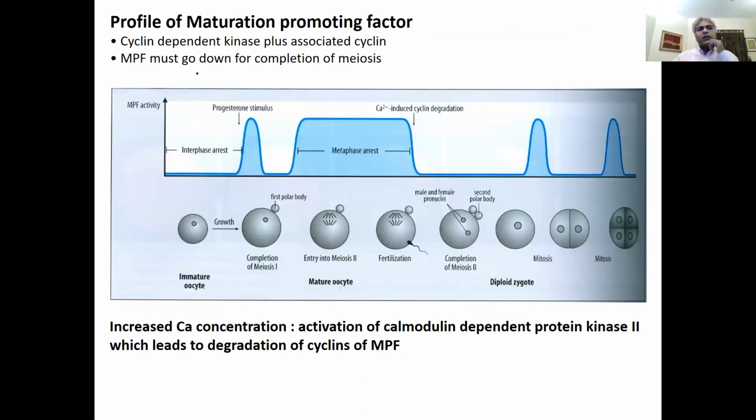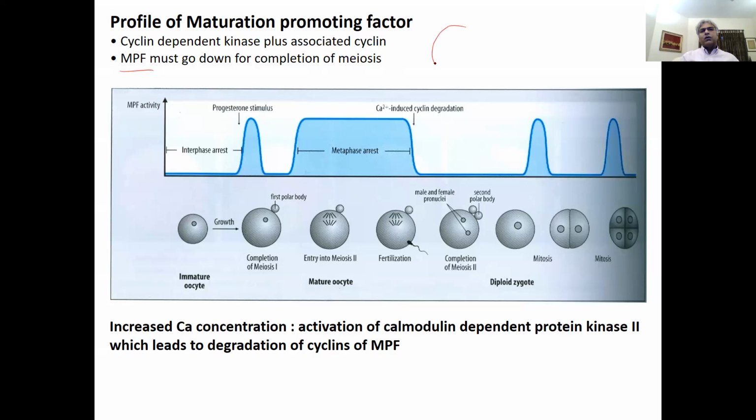Let's see what is the role of calcium here and the immediate events which lead to cleavage divisions, early rapid cell divisions. The cell cycle depends upon cyclins and cyclin dependent kinases. So there is a factor which we call maturation promoting factor. This maturation promoting factor, MPF, must go down to complete meiosis.